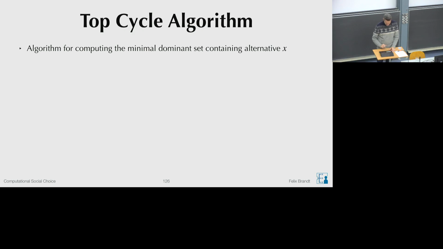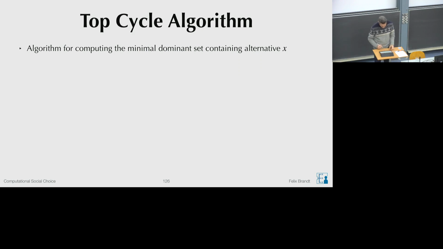The idea for this algorithm is as follows. We first have a subroutine which gives us the minimal dominant set that contains some given alternative x. We just guess a starting alternative x, since we don't know which alternative is definitely contained in the top cycle, and then construct the minimal dominant set that contains x. Once we have such an algorithm running in polynomial time, we can run it with every alternative x, get lots of minimal dominant sets that contain a given alternative, and then just take the smallest of these. It's not the most efficient version, but I think the most straightforward one if you want to see how this could work.